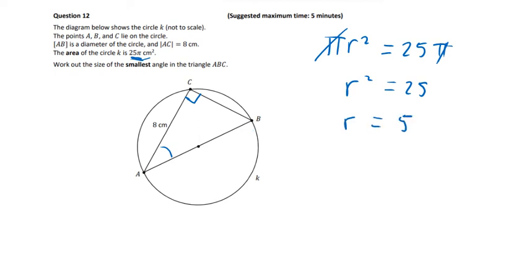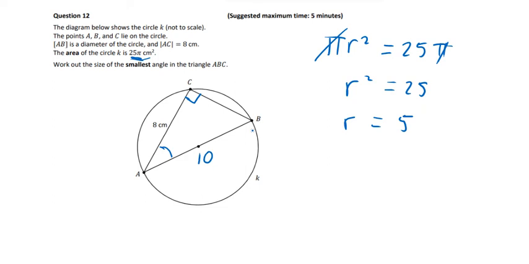It can't be minus 5 because it's the length of the radius, and the length of the radius can't be negative. So the radius here is 5. Therefore, the diameter of that circle has to be double that, so it has to be 10. So the length from A to B is 10. So I've worked that out, and then we're almost done. We can use SOHCAHTOA to work out the size of the angle that we want, the smallest angle.